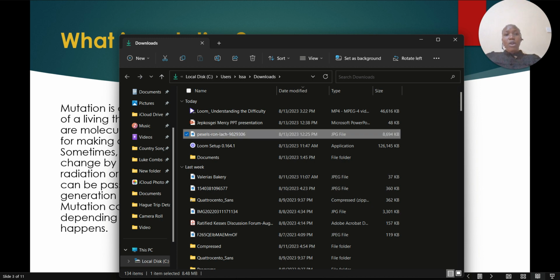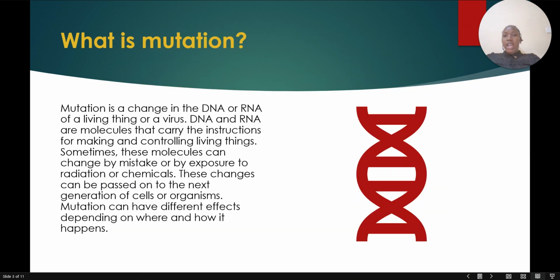So, what is mutation? Mutation is a change in the DNA or RNA of a living thing or a virus. DNA and RNA are molecules that carry the instructions for making and controlling living things. These molecules can change by mistake or by exposure to radiation or chemicals. These changes can be passed to the next generation of cells or organisms. Mutation can have different effects depending on where and how it happens.